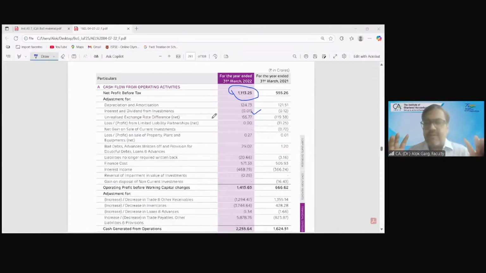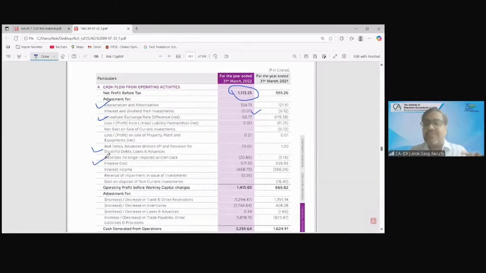So friends, we started with profit before tax, and in the profit before tax, what will we do? We will adjust non-cash items like depreciation, like unrealized foreign exchange rate difference. We will adjust bad debts, provision for bad debts, liabilities no longer required written back. You have written back your liability. Is there any outflow of cash? No, sir, there is no outflow of cash. So these are the non-cash items. So in your profit before tax, you will adjust non-cash items.